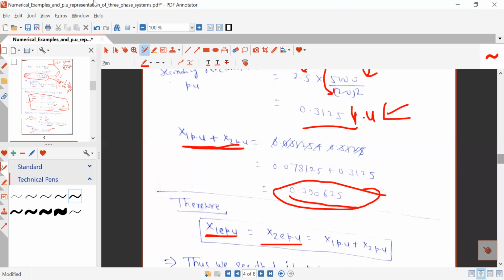In the next lecture, I will discuss some more numerical examples, and then I will discuss the advantages when you represent the line and phase voltage of a star or delta connected winding in the per unit system. I will cover those topics in the next lecture.